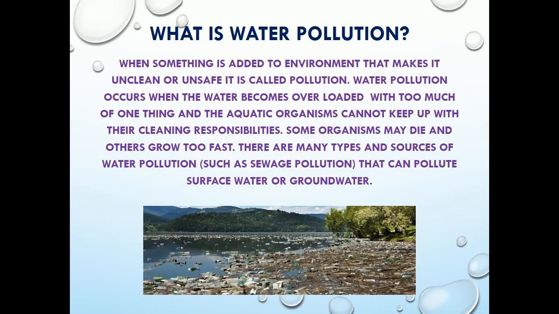What is water pollution? When something is added to the environment that makes it unclean or unsafe, it is called pollution. Water pollution occurs when the water becomes overloaded with too much of one thing and the aquatic organisms cannot keep up with their cleaning responsibilities. Some organisms may die and others grow too fast. There are many types and sources of water pollution, such as sewage pollution, that can pollute surface water or groundwater.